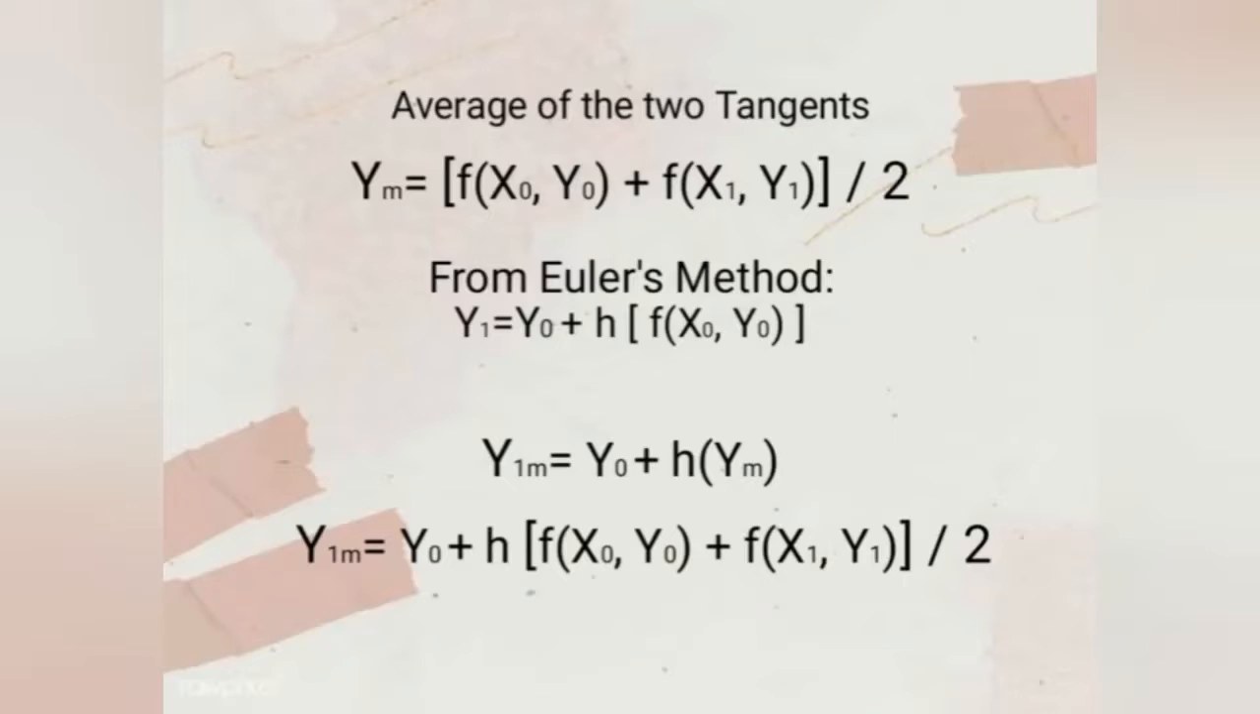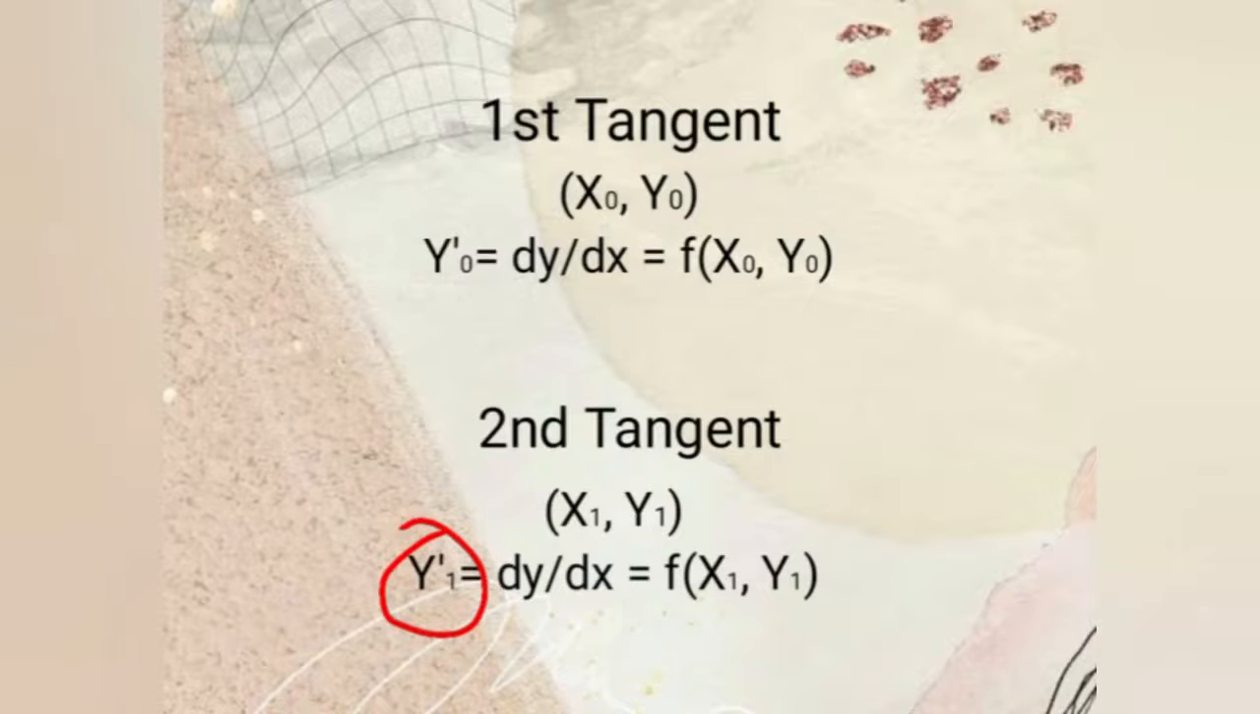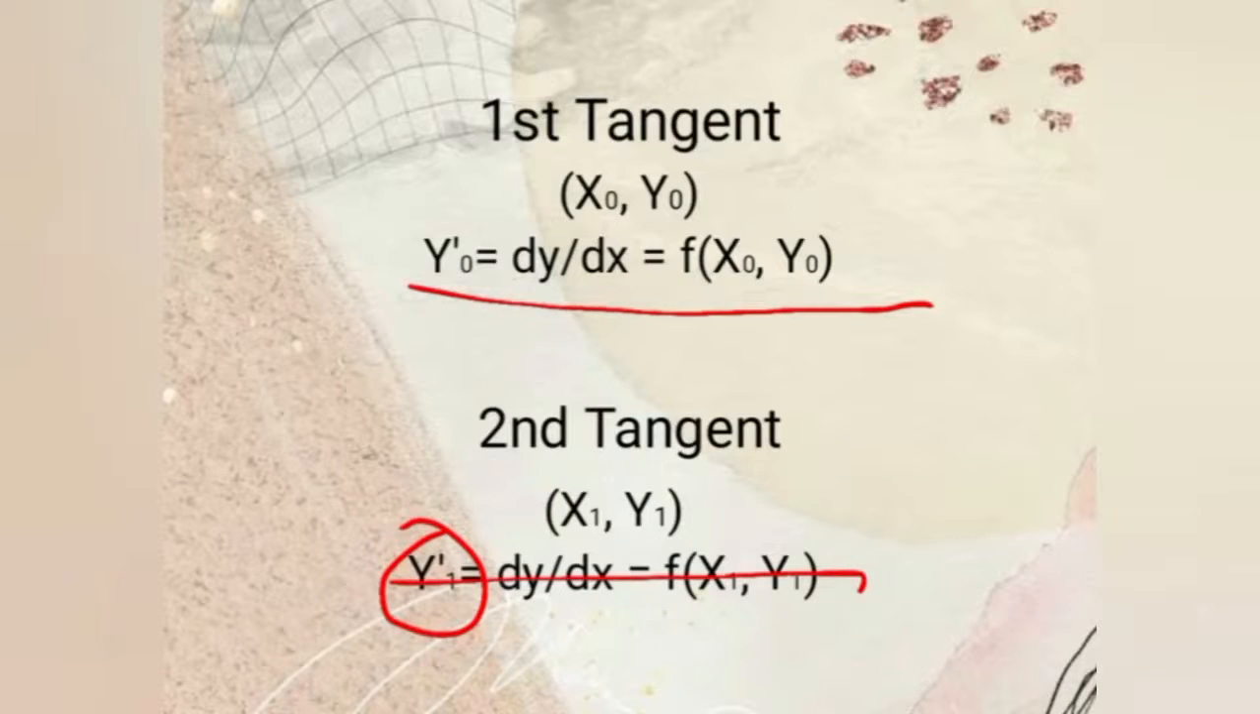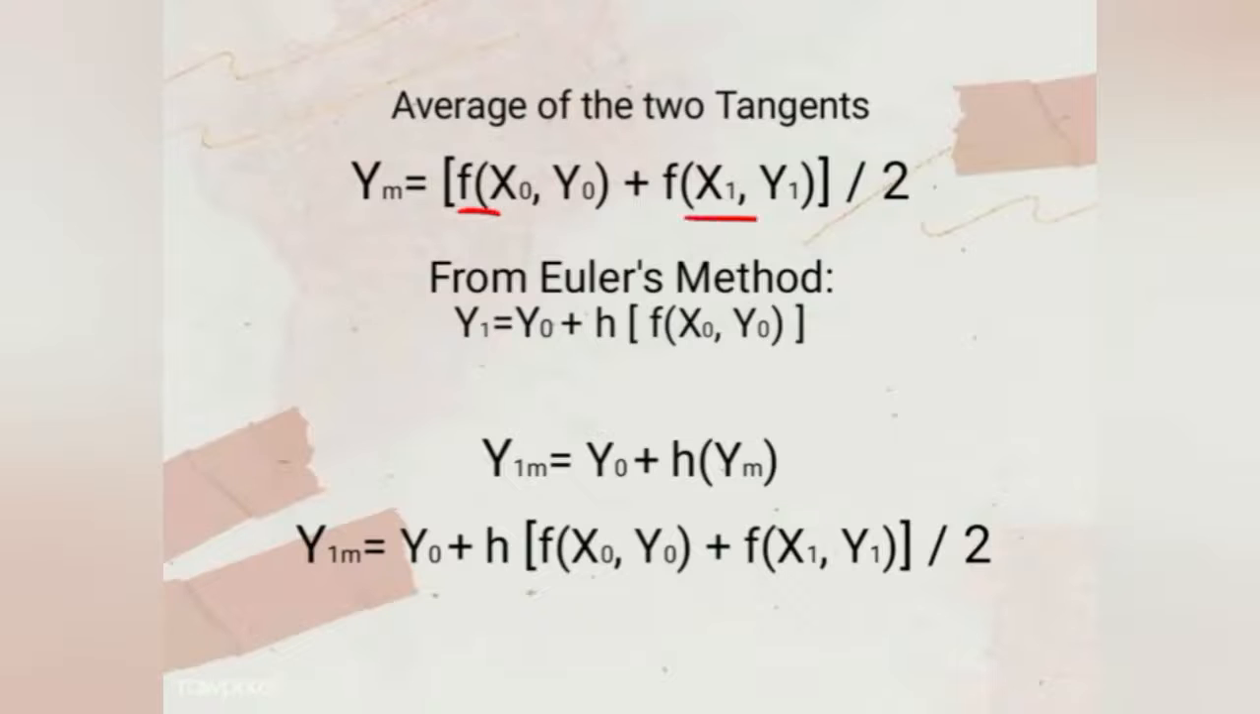If we come up with the average of these, because again in modified Euler's method we take the average of the two tangents, this first tangent and the second tangent, we need the formula for the average of the two tangents. So here it is: y sub m is equal to the summation of the first tangent and the second tangent, the summation of the two, over 2. That is not the final formula or equation.